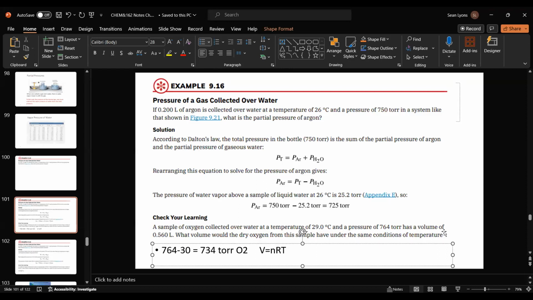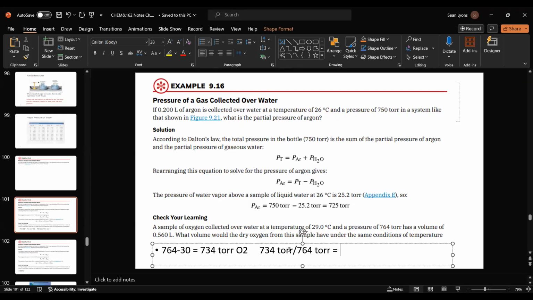All right. So with this one, I just looked to make sure that it was saying the same conditions of temperature and pressure. And that is the case. And with it, we don't actually even need to use this equation because we don't have moles. But what we can do is kind of similar to the mole fraction. If we think about 734 torr divided by 764 torr, what that'll give us is kind of the mole fraction of what gas is this? Oxygen in the total mixture.